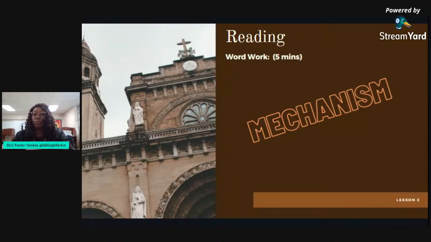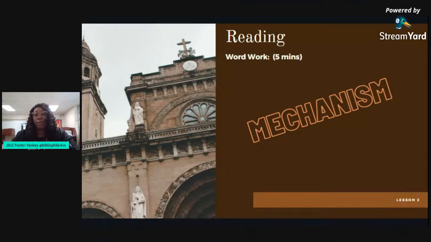ask them for examples of things. That's not right, that's from Revolutionize, so disregard that. Two to 3 students will use the word mechanism in a sentence. The teacher will ask for part of speech.